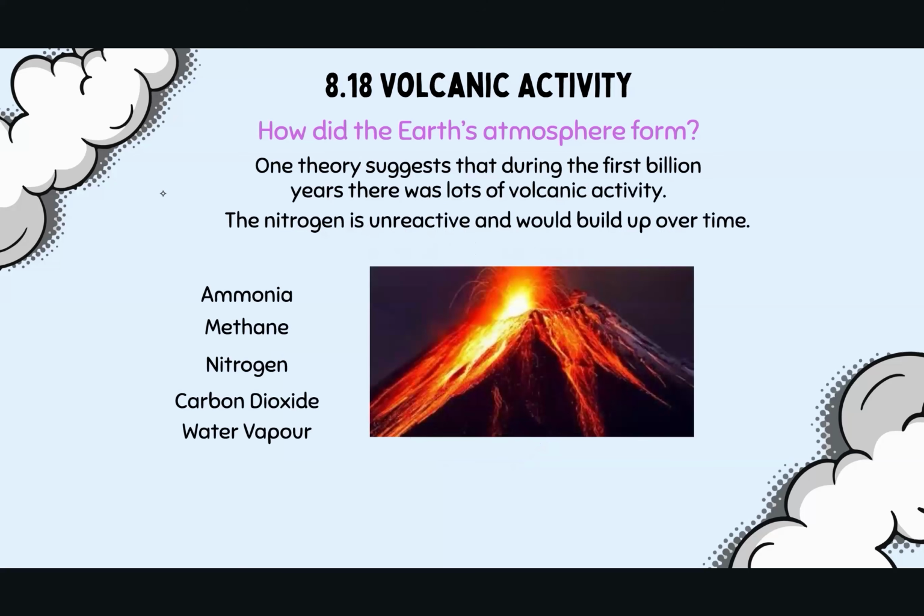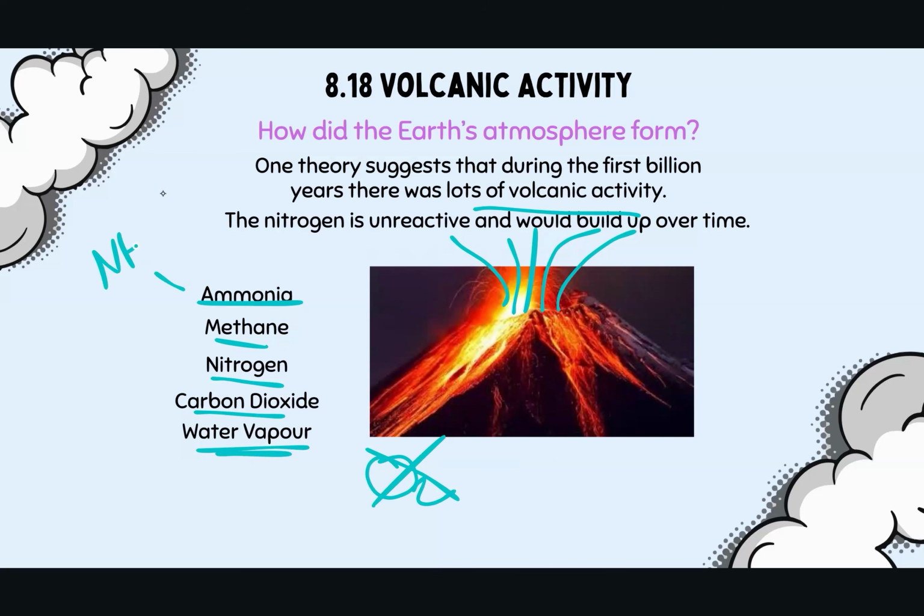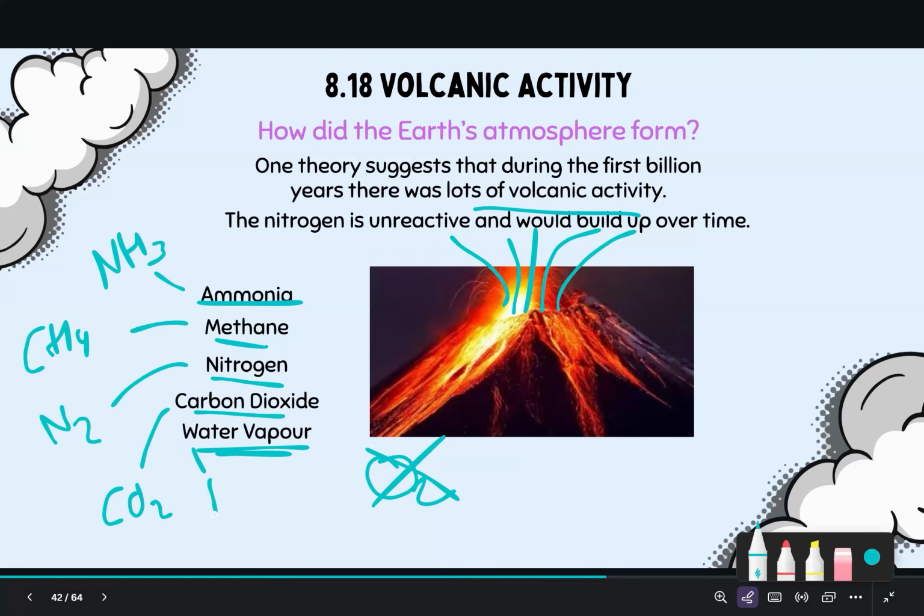One theory suggests that during the first billion years there was lots of volcanic activity. The nitrogen is unreactive and built up over time. So when the initial surface of the Earth erupted, it released ammonia, methane, nitrogen, carbon dioxide, and water vapor, and no oxygen. Oxygen was part of the carbon dioxide and part of the water vapor, but not by itself. So ammonia was released, which is NH3. Methane, CH4. Nitrogen, N2. Carbon dioxide, CO2, and water, H2O.